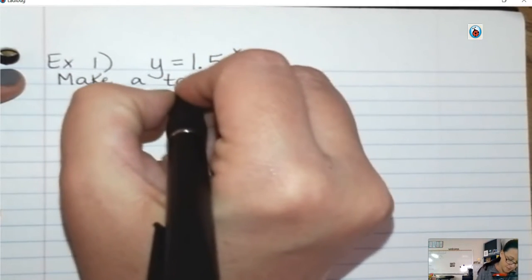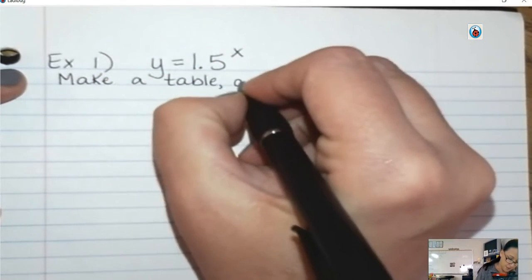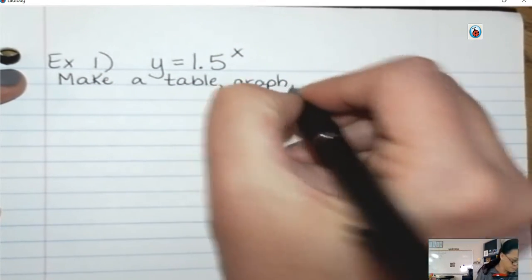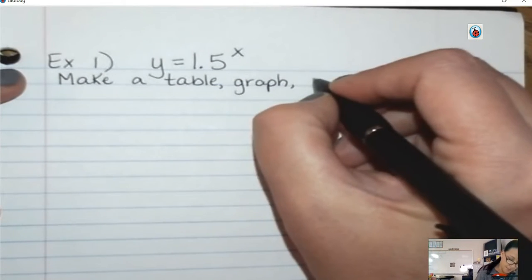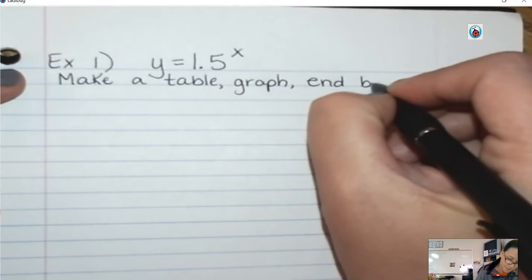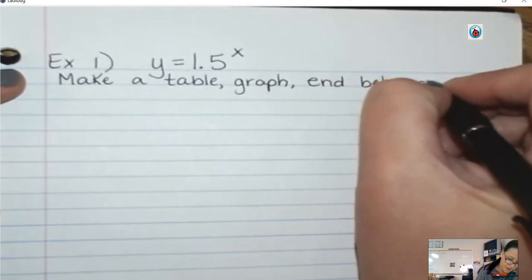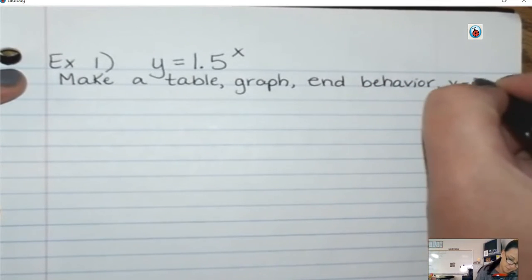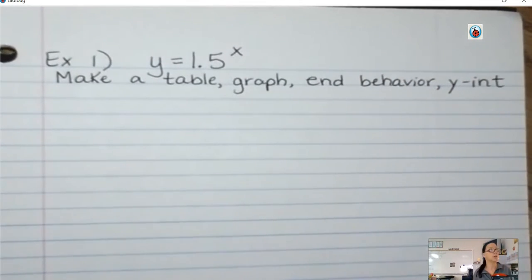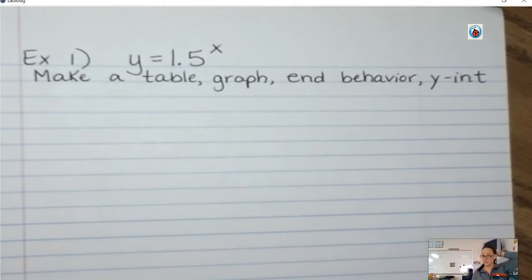You're going to make a table. The directions say make a table, graph, describe end behavior, and find the y-intercept. So the directions want us to do all of these things. We're going to create a table of values, we're going to graph, we're going to describe the end behavior, and we have to say what the y-intercept is.